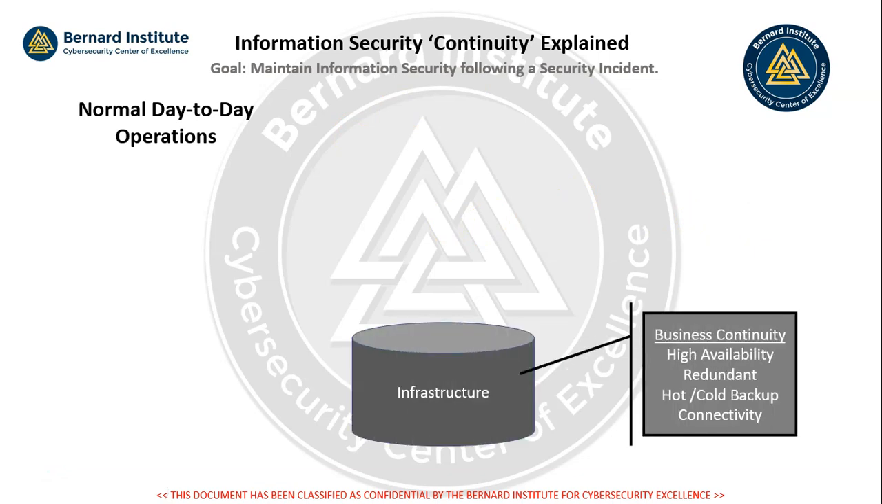Normal day-to-day operations kind of looks like this. We have infrastructure. Infrastructure provides certain business continuity support. That includes high availability, redundancy, hot and cold backups, and connectivity to the network: the WAN, the LAN, the internet, all the various networks.